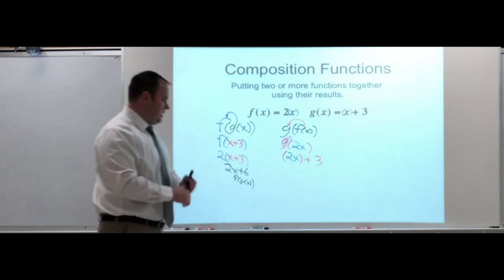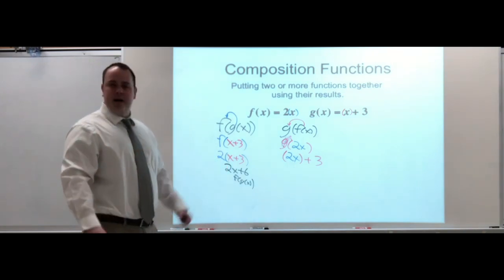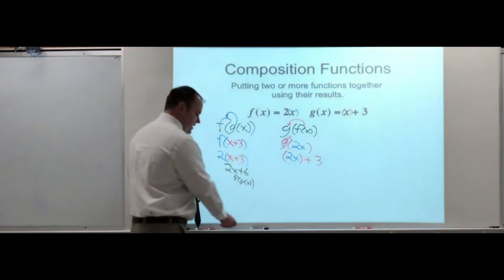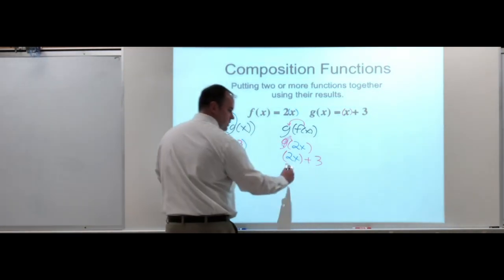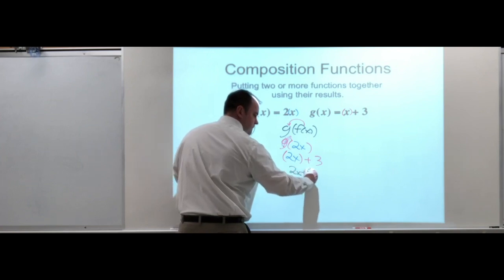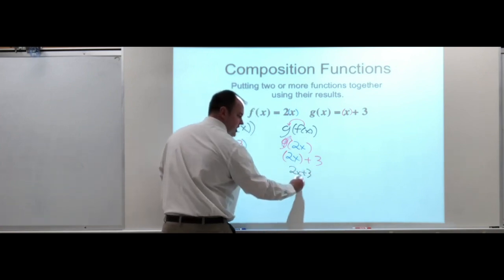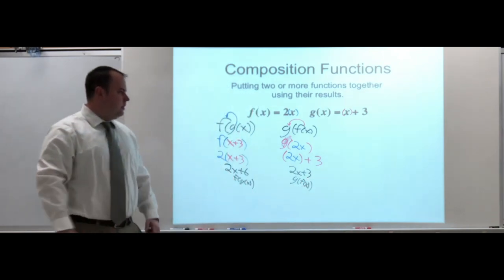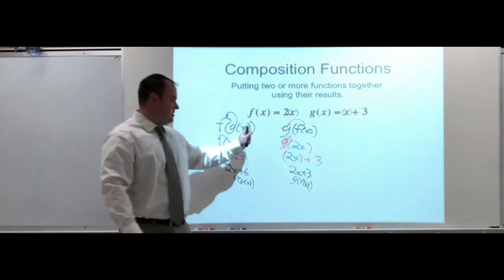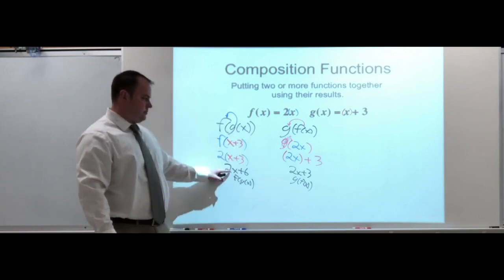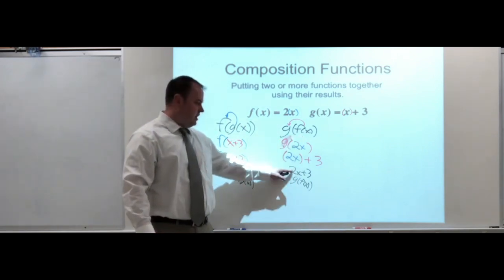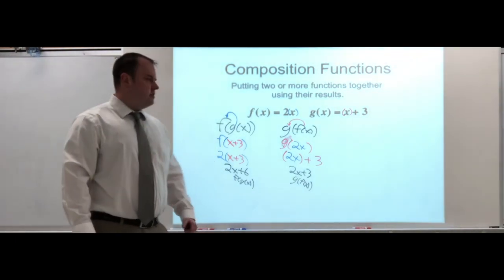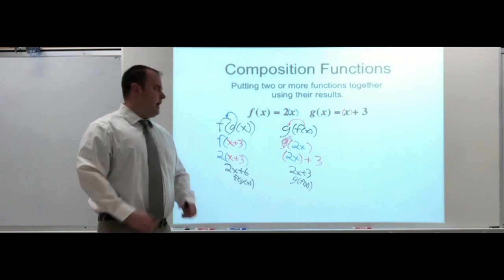And again, we're at this point where we'd simplify. Sometimes there's not going to be much to simplify. 2x plus 3, you can't combine those like terms, so it's just going to stay 2x plus 3, and that is our g of f of x. Okay, so that was going both ways. You can see f of g of x is 2x plus 6. G of f of x is 2x plus 3. They won't always be the same values or the same function once you simplify everything.